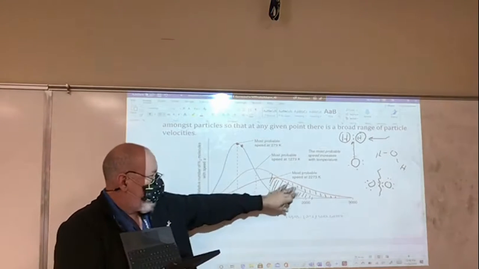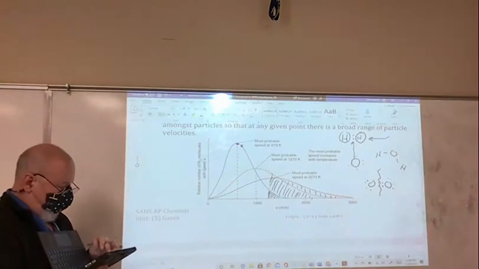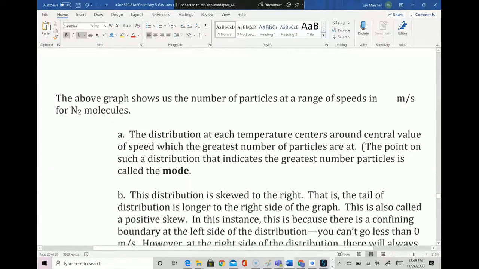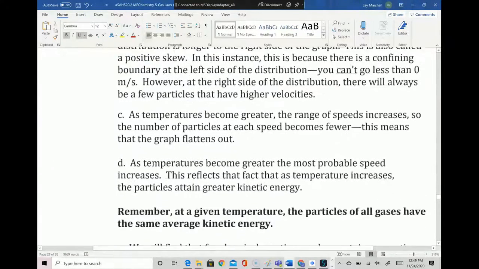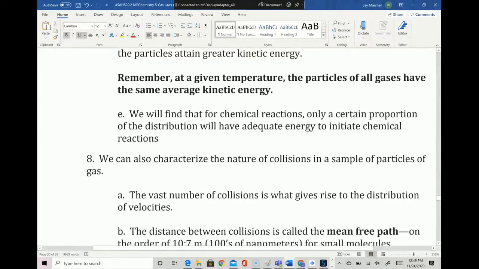Okay, so this becomes really important in determining whether or not a reaction occurs. But we'll talk about that when we talk about the kinetics of chemical reactions. Okay, so that's why we're addressing it here, though. So at a given temperature, the particles of all gases have the same average kinetic energy, and we'll find out that for chemical reactions, only a certain proportion of the distribution will have enough energy to initiate chemical reactions.